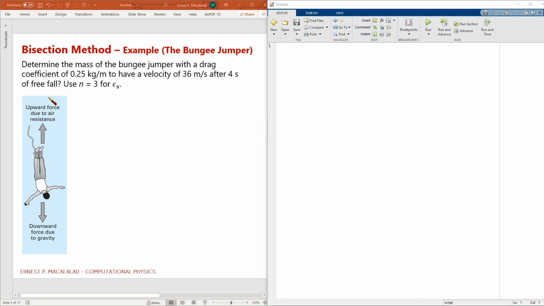So just a brief recall. When the bungee jumper jumps off the rail or off the bridge, of course, there's a safety rope attached to him. As the bungee jumper falls down, there are two forces acting on him. One is the downward force due to gravity, and the other one is the upward force due to air resistance.